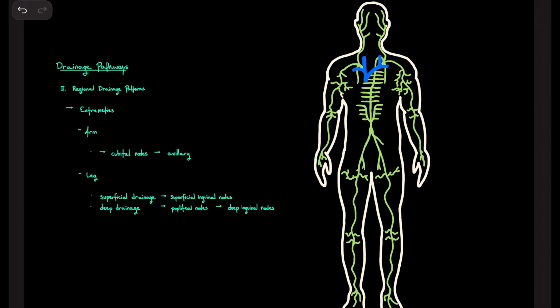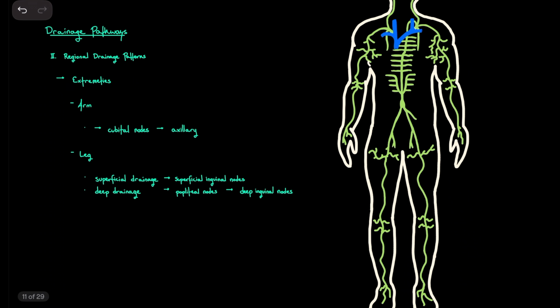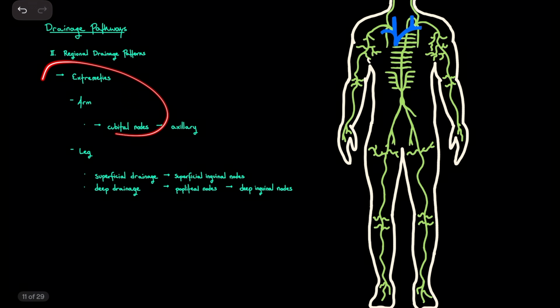All right, way better. So that was the meat of it. Okay, so I think we're at the easy point now. The extremities, super easy, right? If there's an angle, there are lymph nodes. So arm, cubital nodes. Cubital means elbow, axillary means armpit. So that's the drainage pathway there. And then we just go right to the angle that we're near.